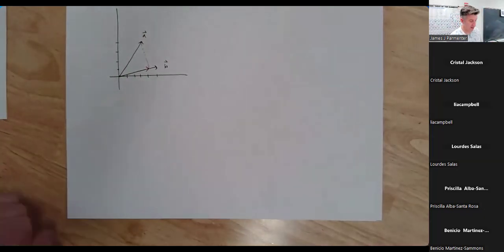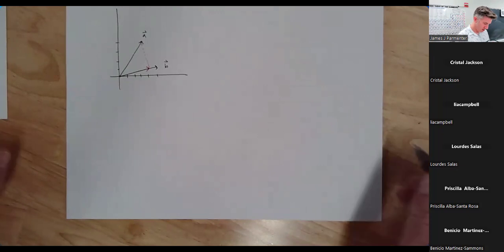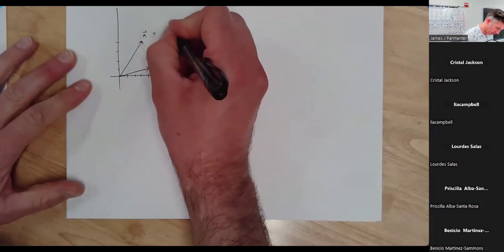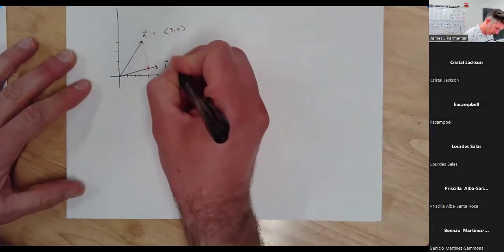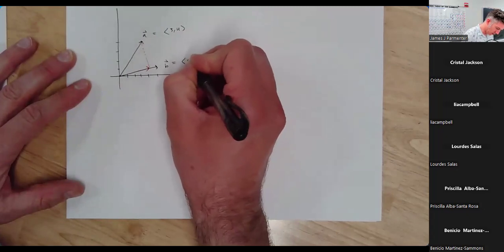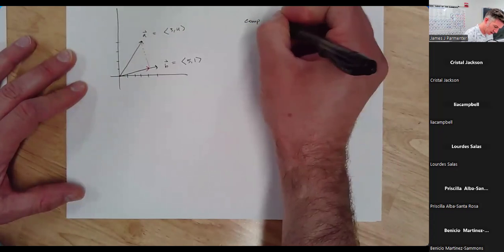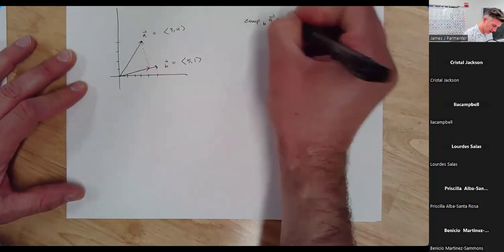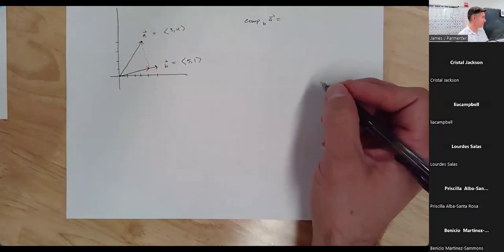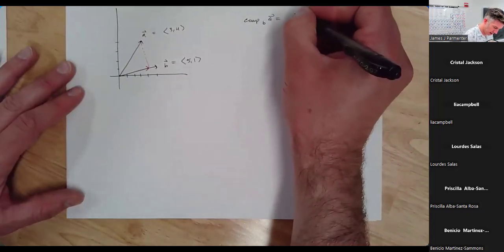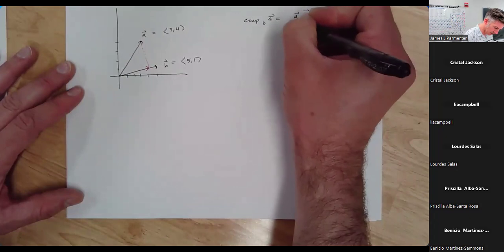So first, let's find the component of A onto B. Again, A is the vector 3, 4. B is the vector 5, 1. The component of A onto B, without working through the calculations, going straight to the answer, is going to be A dotted with B divided by the magnitude of B.